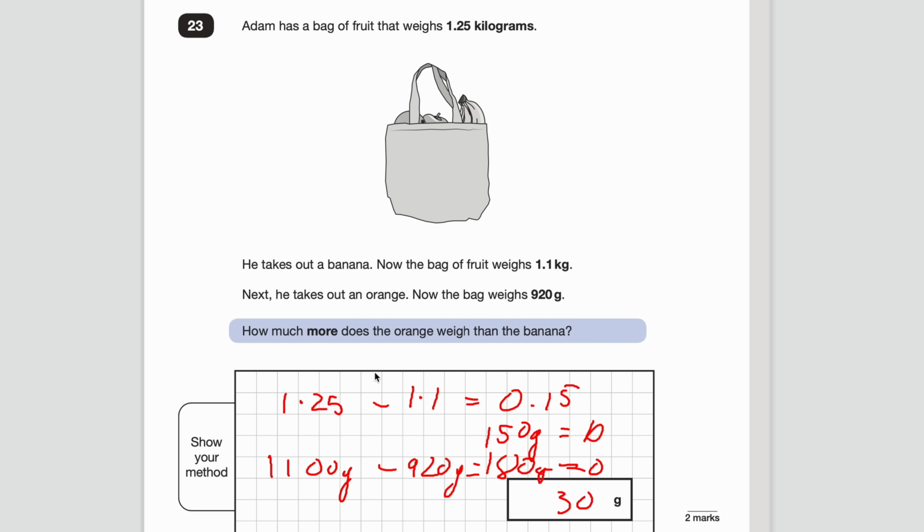One quick check. If the answer says how much more does the orange weigh, and your orange weighs less than a banana, then you know it's wrong, so you have to go back and do it again. So that is our answer. 30 grams is the difference between an orange and a banana.